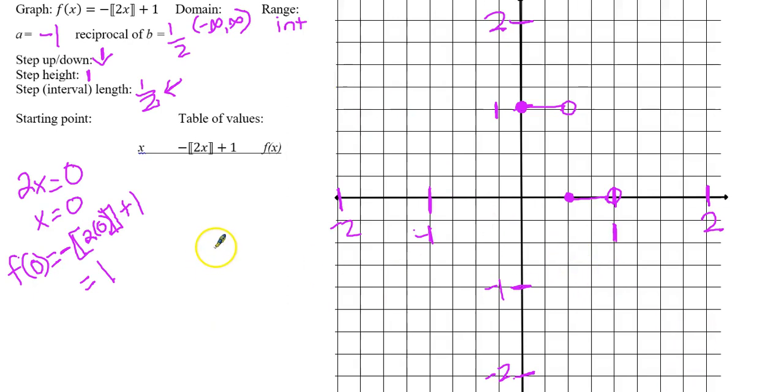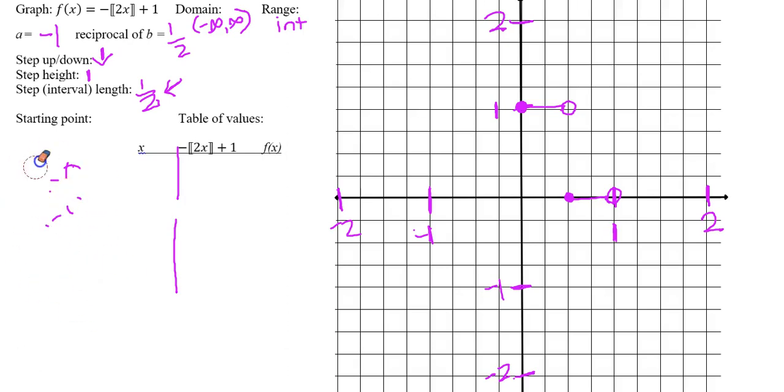Okay, so we started graphing that, and I'm sorry I had to pause the video. And so that was for our integer when our x was 0. I'm going to erase a little bit of this work so I can show you what we're talking about. All right, so we had a starting point where x was 0, our y was 1, and our step interval length, which is our x length, is a half.